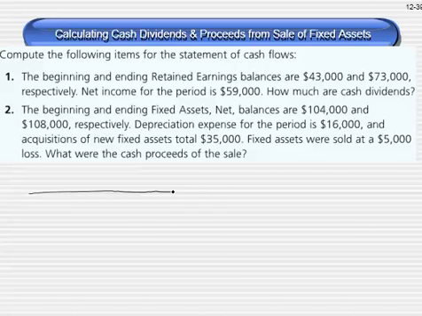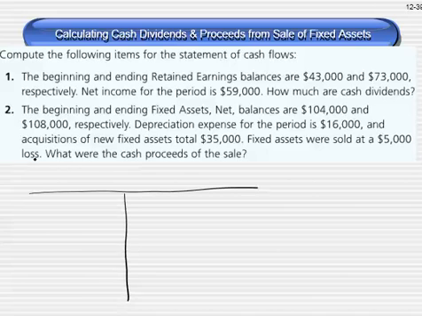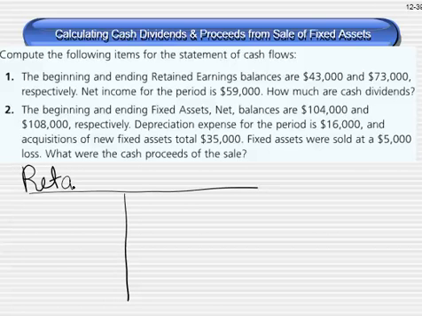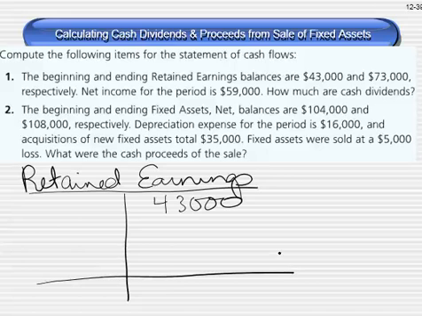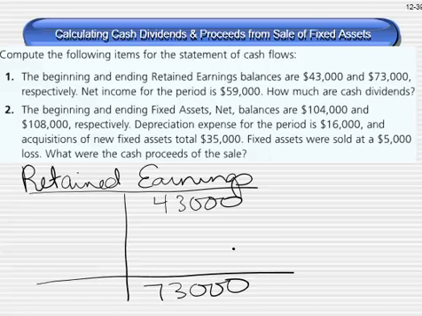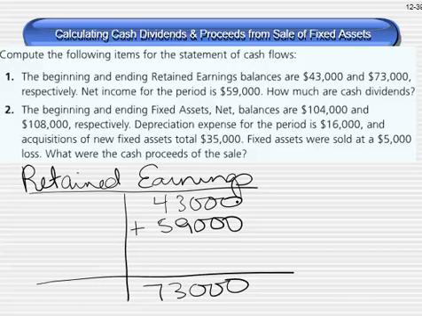So if we draw a T account of retained earnings, it gives us our beginning and ending balances, which it said were $43,000, and then the ending balance, I'll draw down here, was $73,000. Net income was $59,000. Well, net income increases my retained earnings, so it's going to get added as a credit. And then the question is, so what are my dividends?